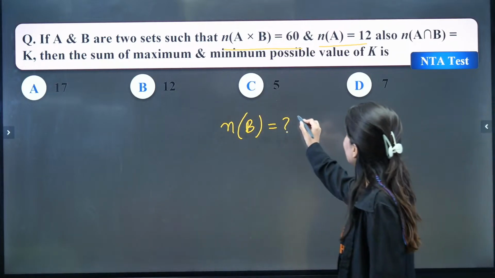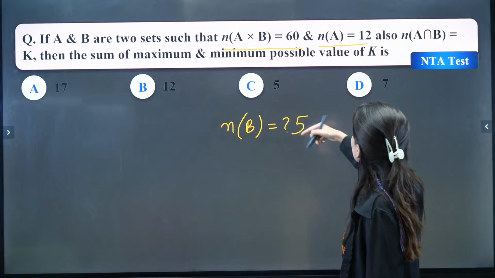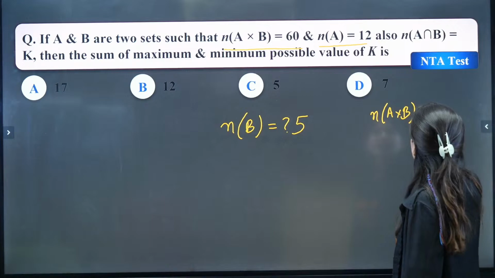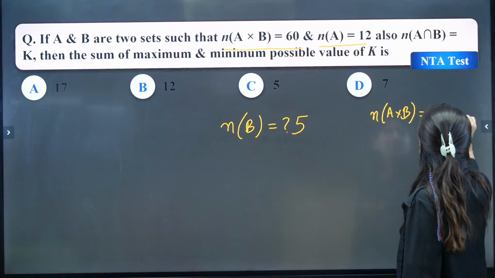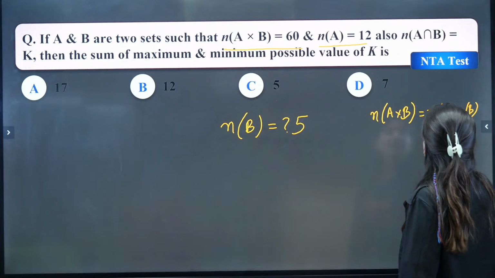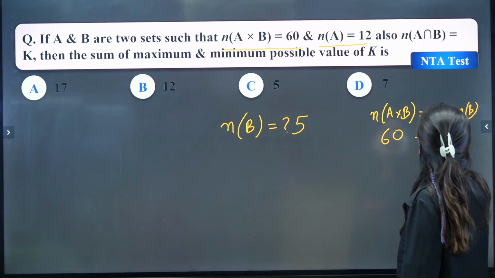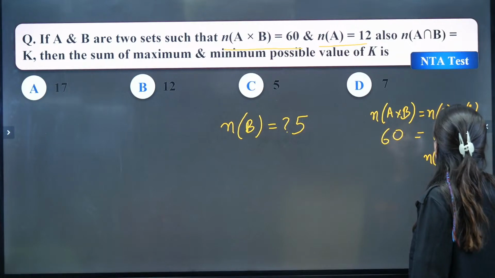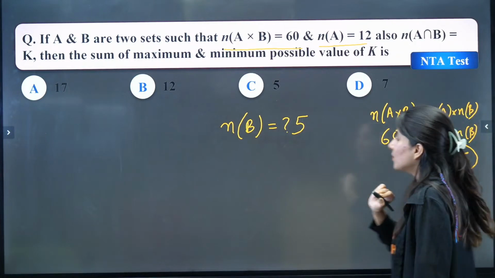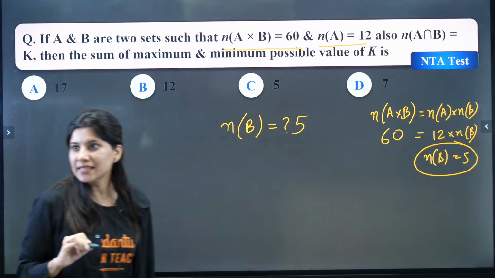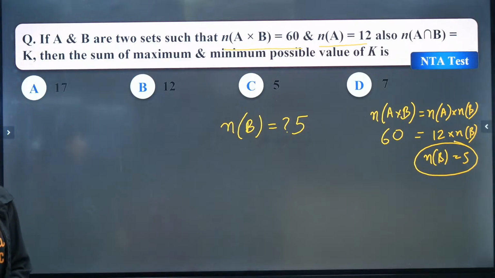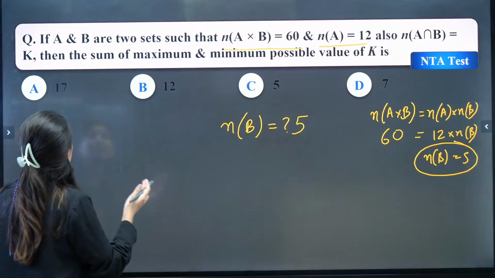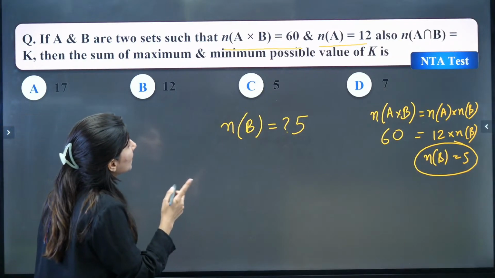It is 5, right? It is 5 because we know the formula. Cardinality of A cross B is nothing but cardinality of A multiplied by cardinality of B. So this is your 60, this is your 12, and so cardinality of B is 60 by 12, that is equal to 5. I hope that this is clear. Yes, so many people are saying 5.